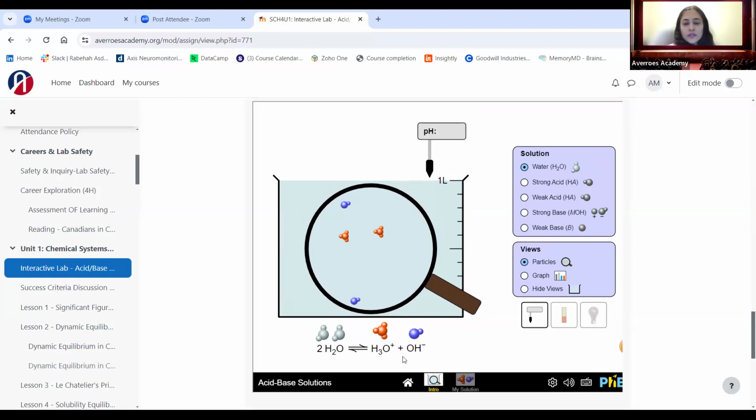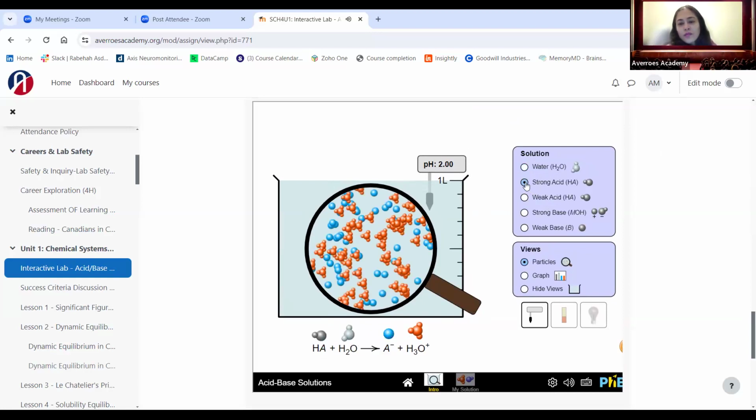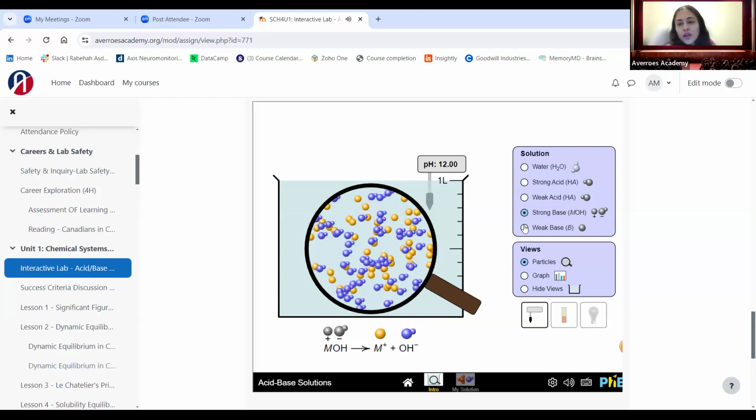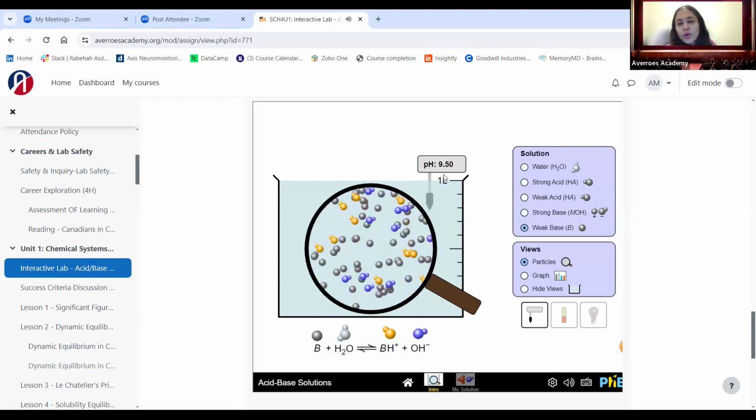This is pH, you test the pH of water. Let's say this is all water in a solution. The pH of water is always 7, as we know. Strong acids would be a pH of 2. And then you have weak acids here, pH of 4.50. Strong base will be 12, and a weak base would be 9.50.